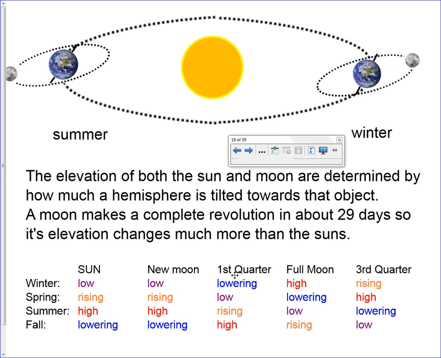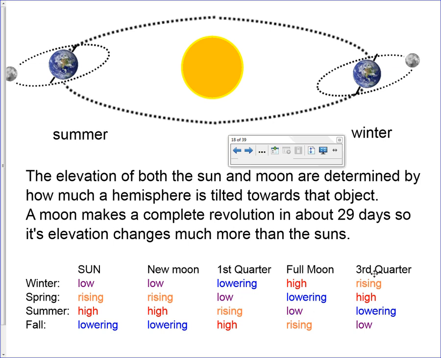The first quarter is going to be offset a little bit. So instead of winter having a very low moon, the moon's just going to be lowering, and then that low moon will occur in springtime. A first quarter will begin rising in the summer, and a first quarter moon will be very high in the sky in the fall. A full moon is the opposite of what the new moon does and the sun, because a full moon is opposite side of the Earth. So a full moon is very high in the winter and very low in the summer.